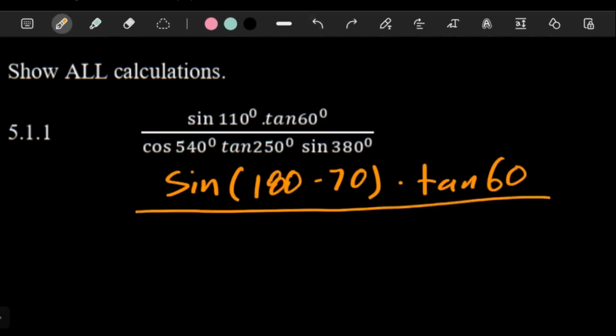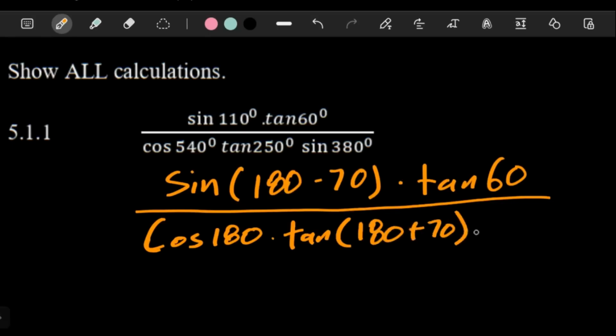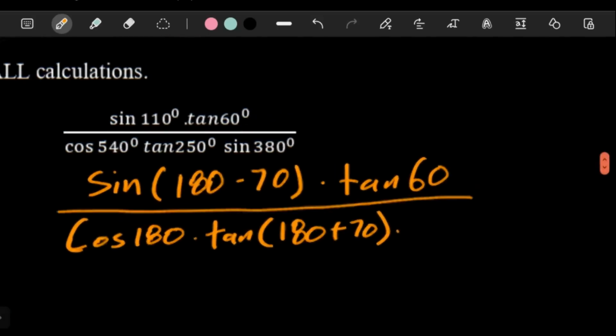So this is like cos 180. And then 250 is like 180 plus 70. And then 380, this is going to be 360 plus 20.